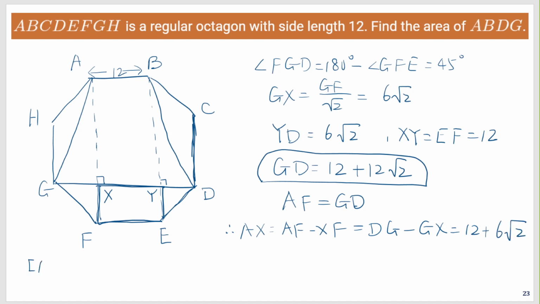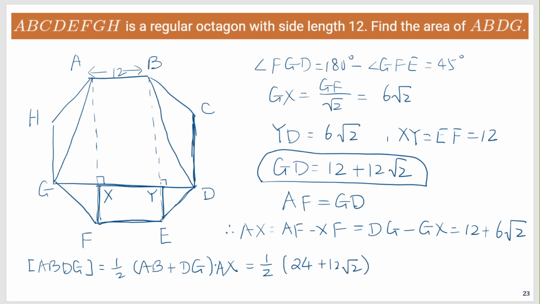Therefore, we can calculate the area of ABDG, which is 1/2 of AB plus DG times AX. And this is 1/2 of 24 plus 12 square root 2 times 12 plus 12 square root 2, and eventually you will get a number like this: 216 plus 144 square root 2.